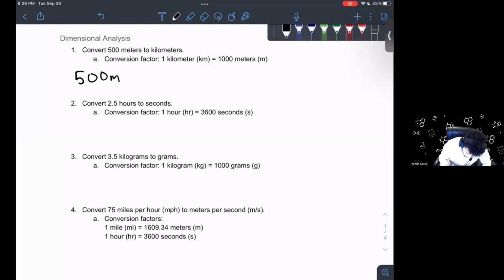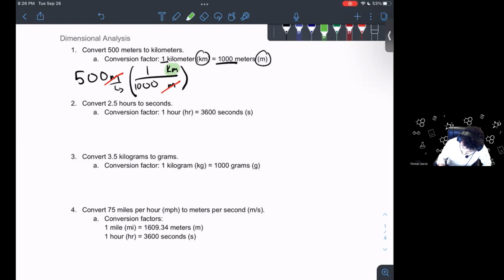First thing I'm going to do is make my big parentheses. I see meters on the top, so I'm going to drop it like it's hot down to the bottom. Using my conversion, I have meters and kilometers, so I'll put kilometers in the only remaining space, which is the top. Then 1,000 goes with meters and 1 goes with kilometers. Cross out my units, and I remain with kilometers on top, which is exactly what I want.